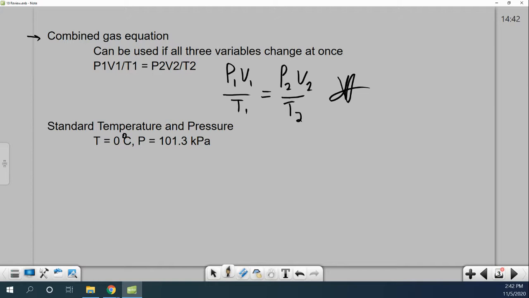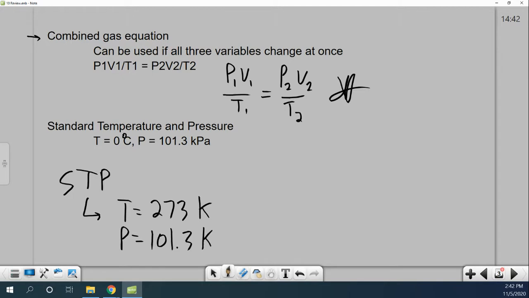After we talked about the combined gas equation, we looked at standard temperature and pressure, also known as STP. Standard temperature and pressure has a temperature of 0 degrees Celsius, or 273 Kelvin, and a pressure of 1 atmosphere, or 101.3 kilopascals.